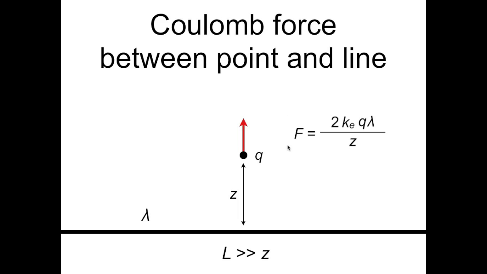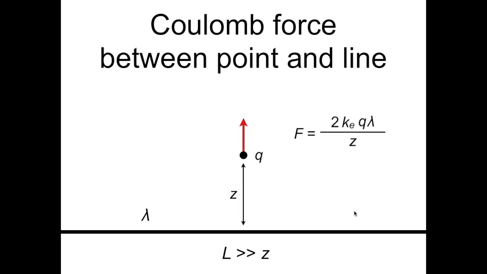Something neat to note about this is that Coulomb's law is an inverse square law, but when one of our charges is a uniformly charged infinite line, the force between that line and a point charge, a distance z from the line, varies with 1 over z rather than 1 over z squared.